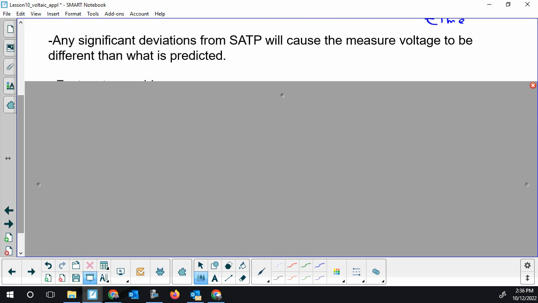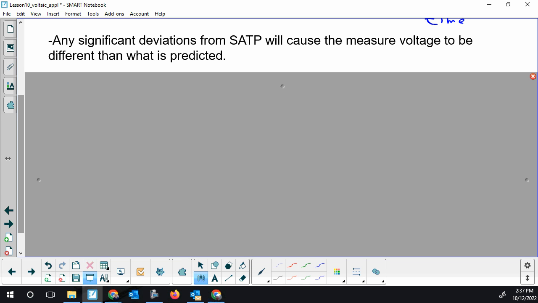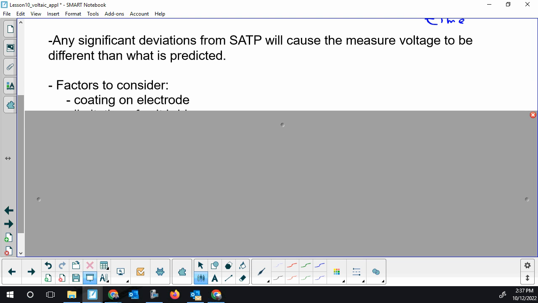So kind of connecting this to the voltaic cell lab you did, any big deviation from SATP could cause your measured voltage to be different than what you would predict. So a few factors to consider. If you don't have clean electrodes, if there's all kinds of fingerprints, oils, oxidation over the electrode, you might not have a nice transfer of electrons from the electrode into probably the OA chemical that's reacting, or into whatever electrolyte you have reacting. So if you have a barrier, that might cause you to have a lower voltage.